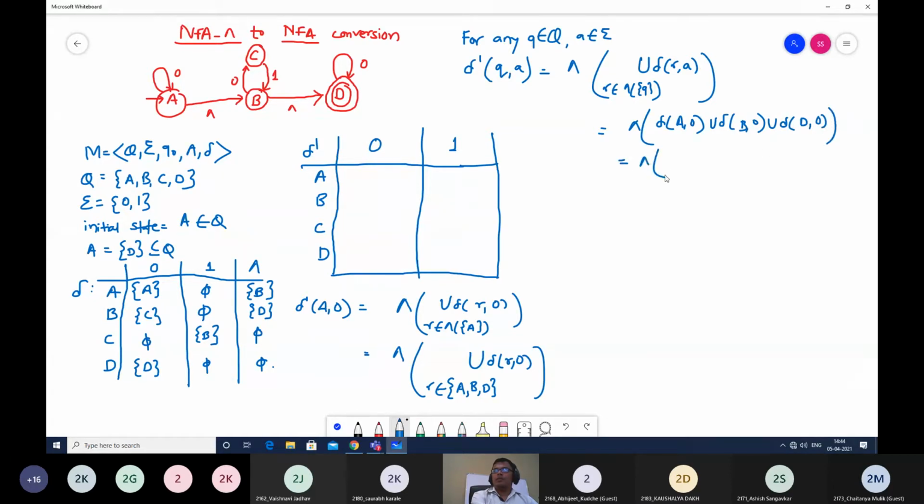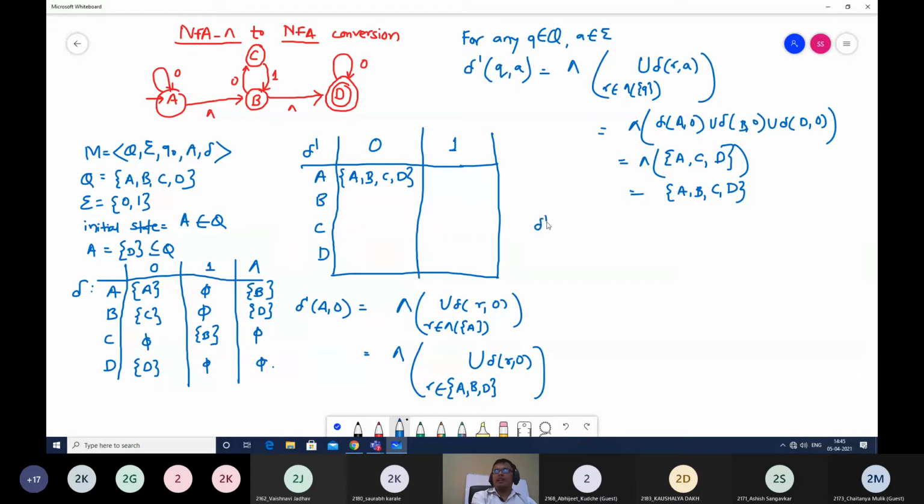So A0 is A, B0 is C, and D0 is D. So if again I calculate null closure of ACD, which will give me A, B, C and D as the answer. So my delta dash of A0 is A, B, C and D.